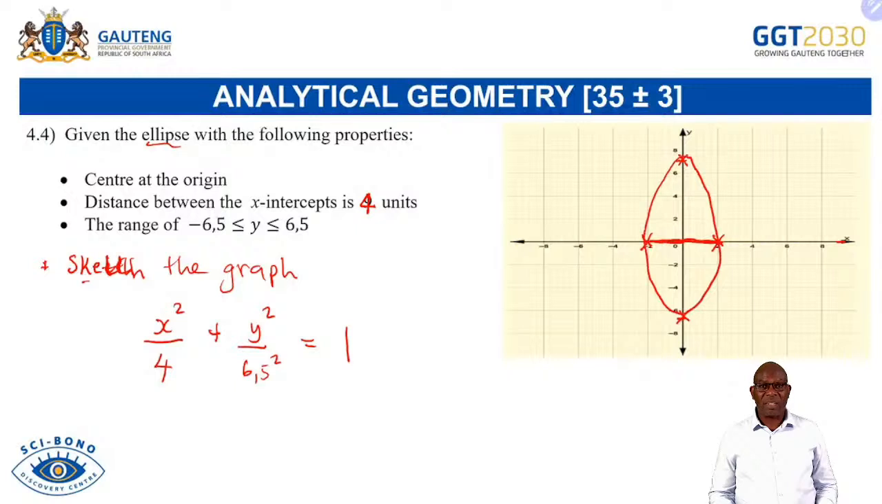Can you see how easy that was? They just wanted you to write down in the form x squared over a plus y squared over b. That's exactly what they wanted you to do. Writing down in the form x squared over 4 and y squared over 6.5, and that is equal to 1. Okay. This is an easy, straightforward question. This is 3 marks, I just want everybody to get the 3 marks. Okay. All right.